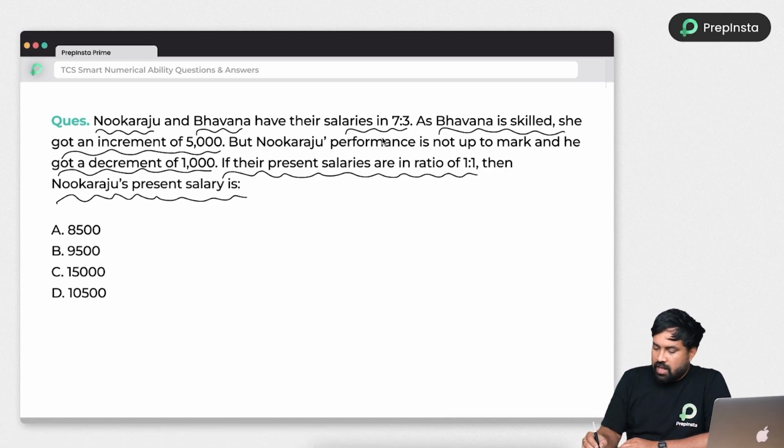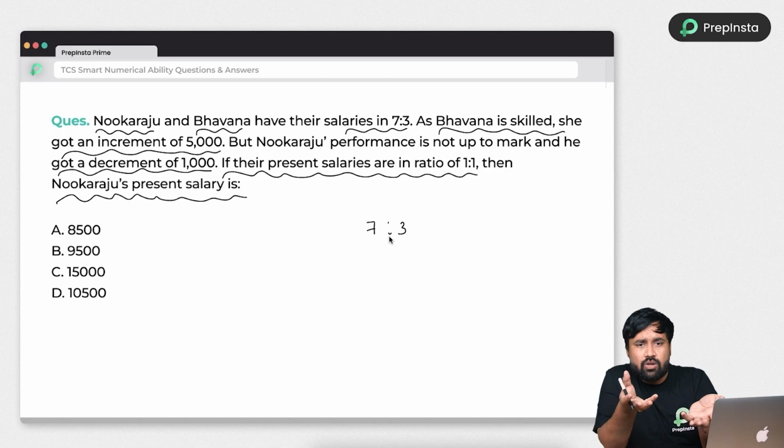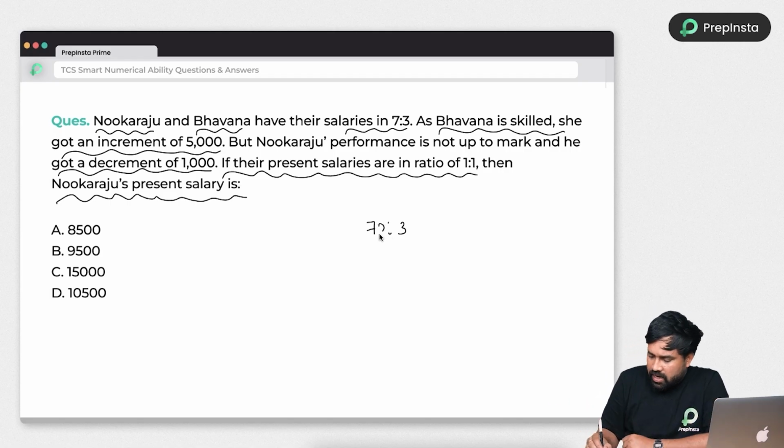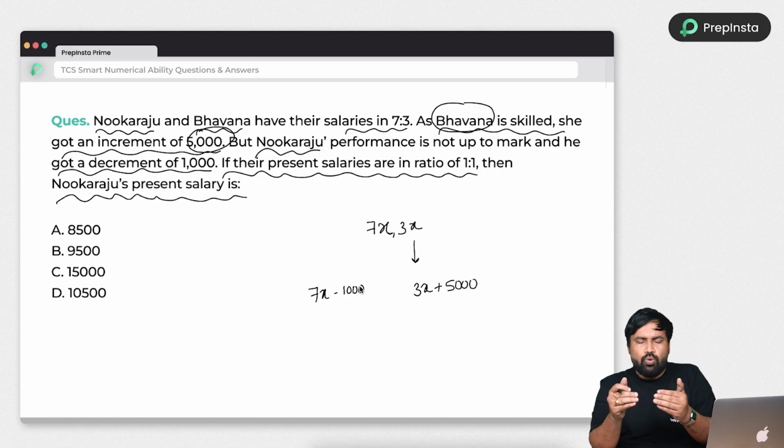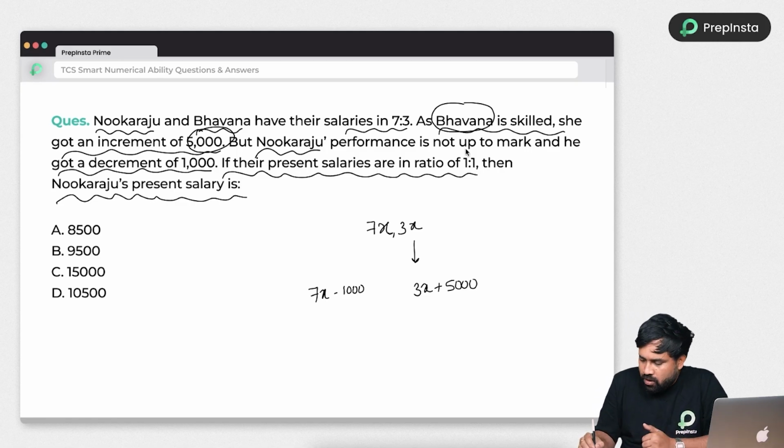Just look here. Their salaries are 7 is to 3, right? So immediately, as normal theoretical concept people, we will say the salaries are 7x, 3x. And Bhavana's salary is increased by 5,000, so 3x becomes 3x plus 5,000 rupees. And Nokaraju has not performed well, so it is decreased by 1,000 rupees. So his salary 7x is reduced by 1,000 rupees. And after the increments and decrements of the two persons' salaries, the ratio became 1 is to 1.